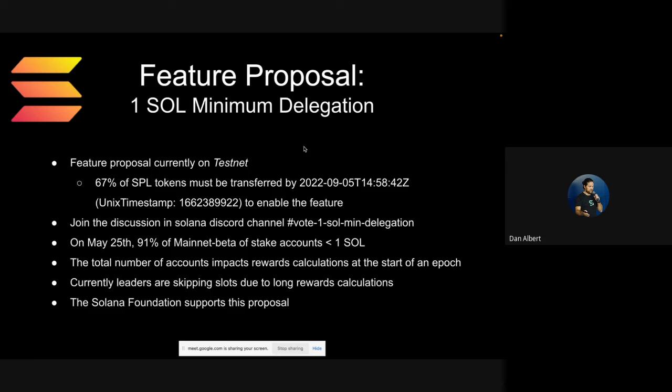With less than 1 SOL, you can create a stake account with basically as low as, I think, the rent-exempt balance plus 1 lamport, but you just wouldn't be able to delegate it. I think there was discussion, and this would be a separate conversation, of a potential future proposal for a minimum balance for stake accounts themselves. But that's not what we're talking about here. It's just a delegation amount.